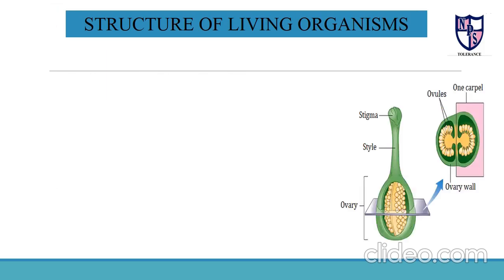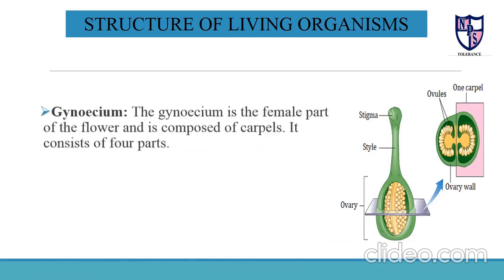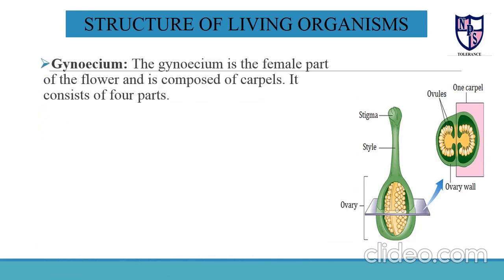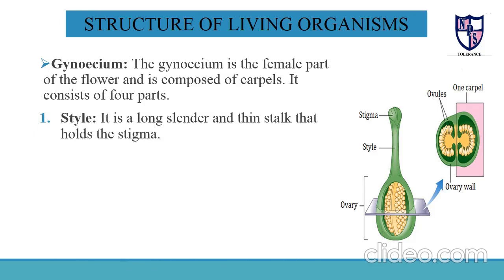As we know, the androecium is the male reproductive part of a plant, just like the gynoecium is the female part of the flower and is composed of carpels. It consists of 4 parts. Number 1, style. It is a long, slender and thin stalk that holds the stigma. Now look at the picture. This is the style that holds the stigma.